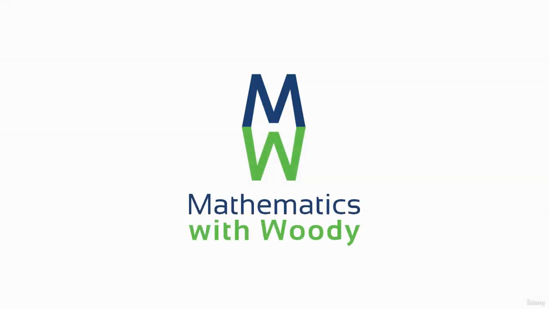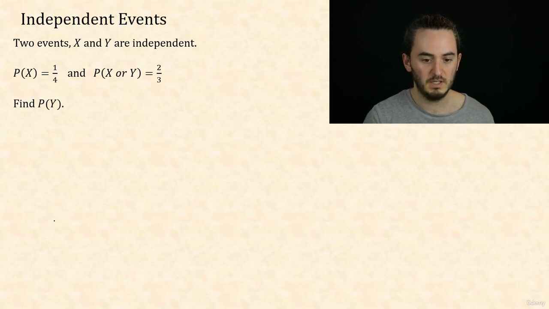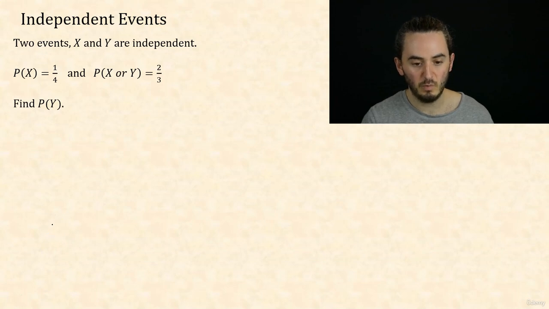In this video, we're going to look at independent events, and in this case, we're looking at a slightly trickier problem where we're told that two events are independent, and we need to use that fact to figure out some facts about the probabilities. Let's take a look. So two events, x and y, are independent. Probability of x is 1/4, and probability of x or y is 2/3. Can we find the probability of y?